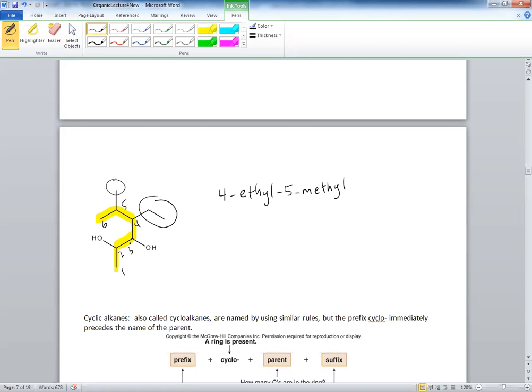Now, where did your OH groups occur? At 2 and 3. So that would be 2, comma 3. And then of course, what do you have here? You have 6 carbons. So that would be hexane, but here's how we do it.